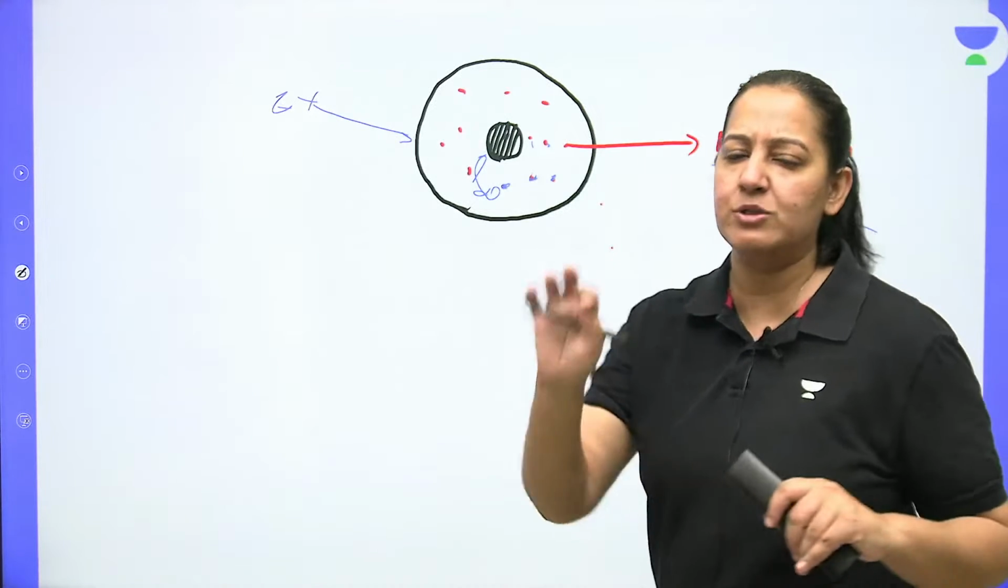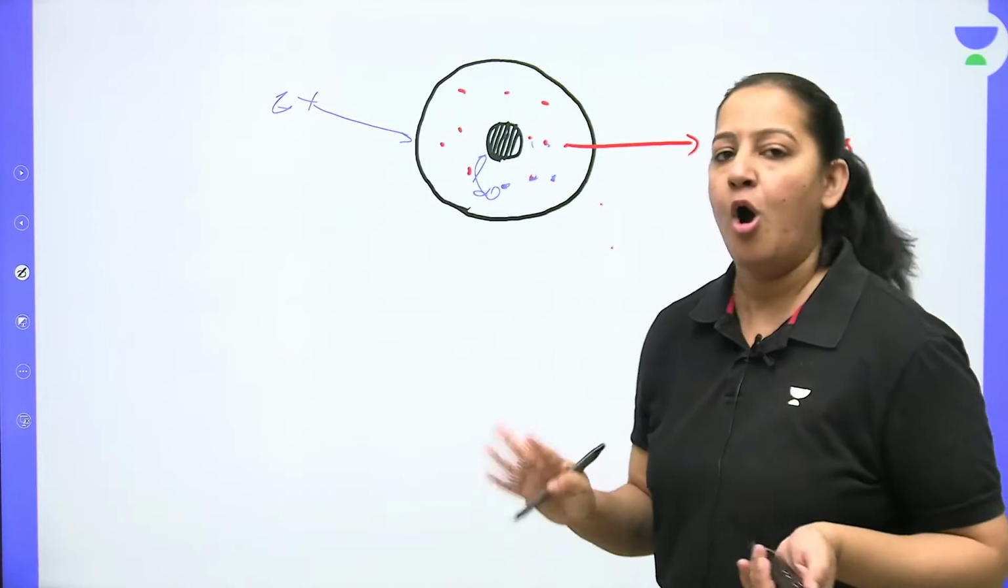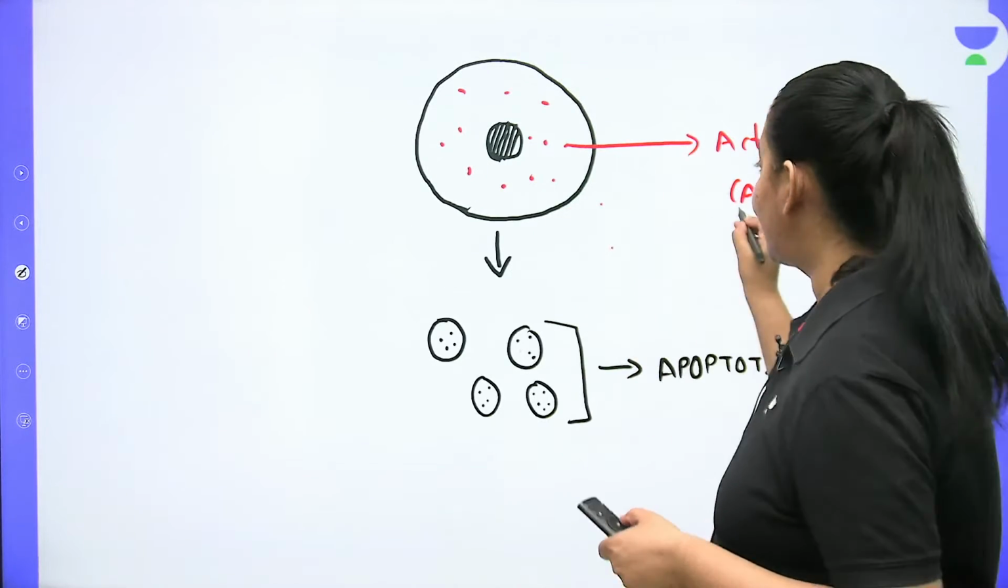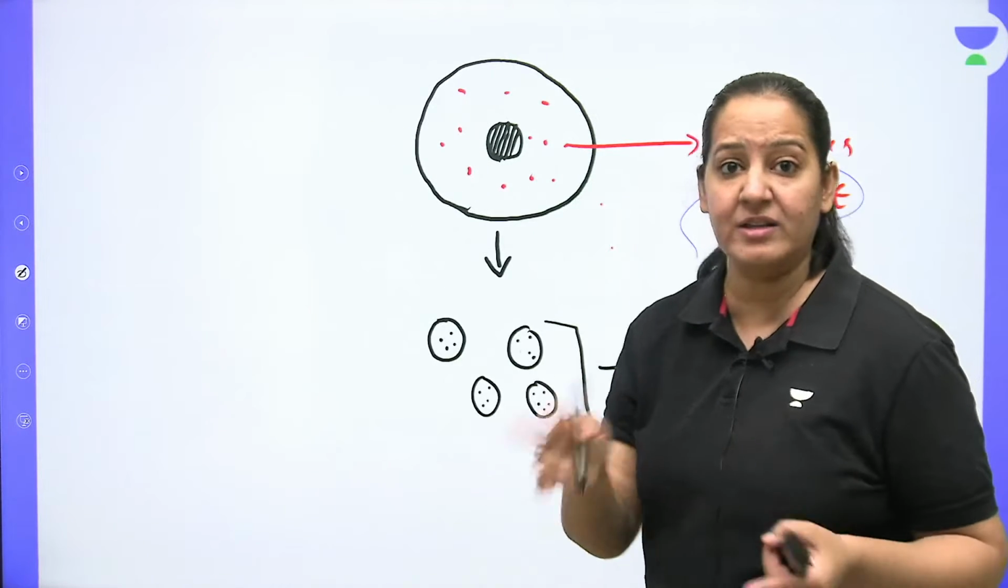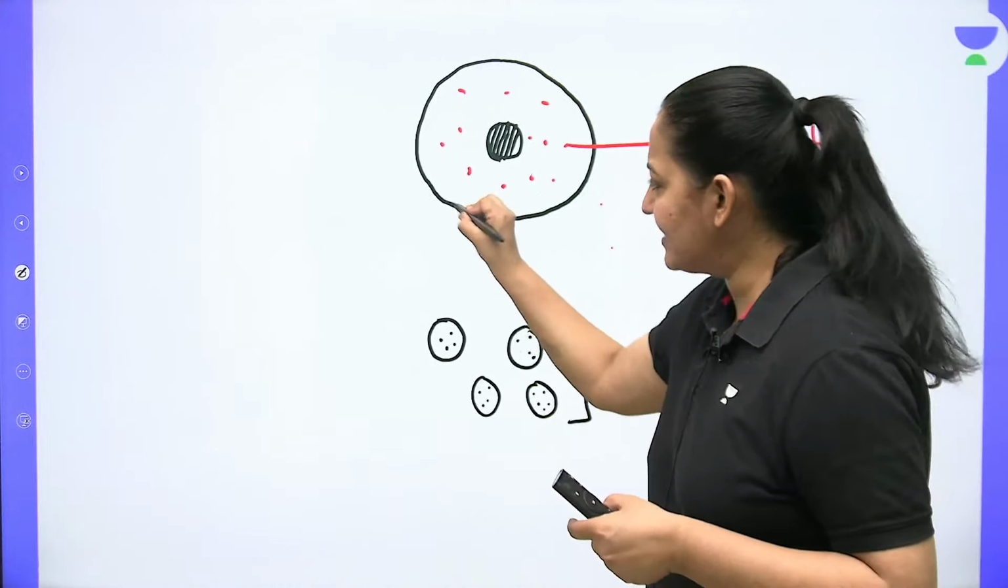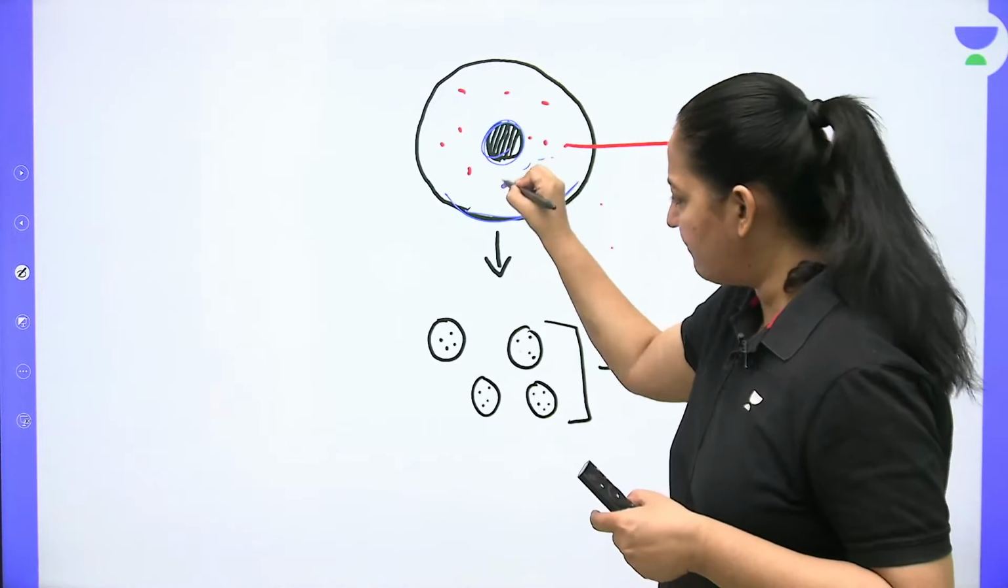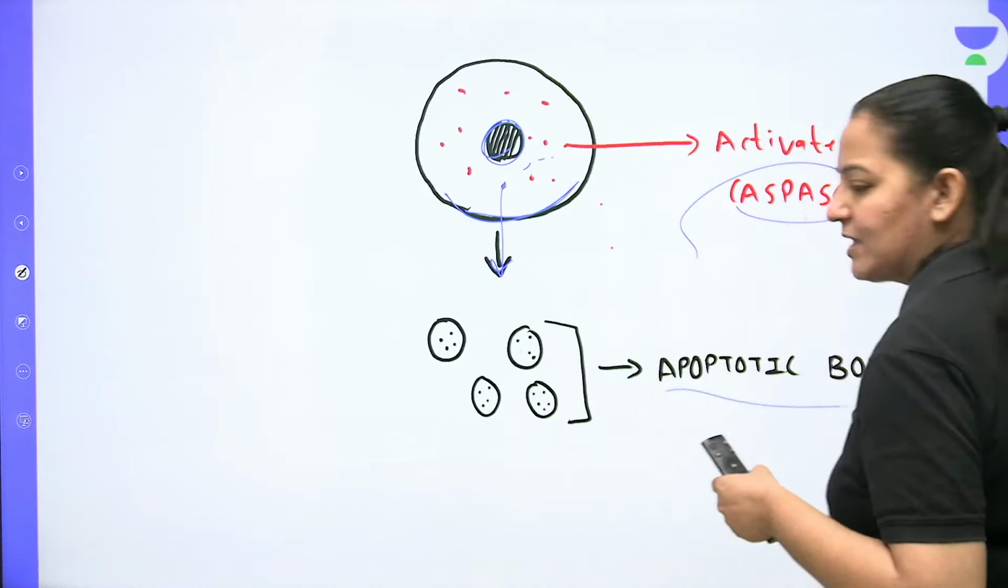There are many types of caspase, 1, 2, 3, 4, 5, 6, many. All of them will become active. Ultimately, after becoming active, what do they do? The caspase is an enzyme which degrades three portions of the cell. It degrades the cell membrane, it degrades the cytoplasm, and it degrades the nucleus and converts the cell into multiple small bodies known as apoptotic bodies.